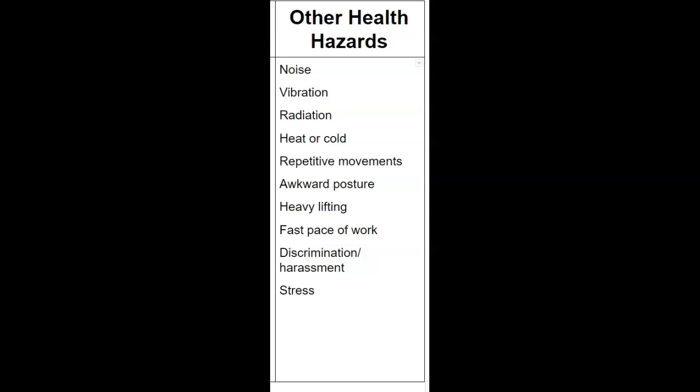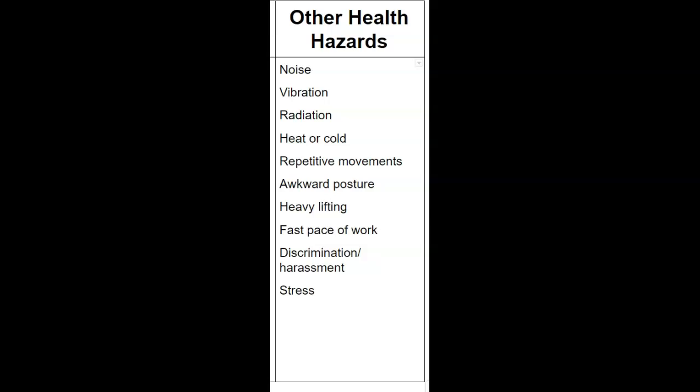Repetitive movements: people who type all the time and they're not doing it in proper form, or people who work on an assembly line and just keep doing one movement over and over again can be harmed. Having an awkward posture, like sitting crouched over while you're typing, can be harmful in the long run.